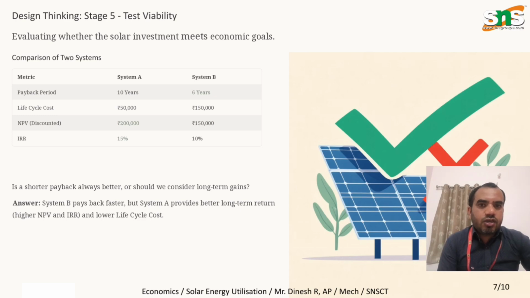So is a short payback always better? Should we always choose the short payback period, or shall we consider long term gain? System B pays back faster, but system A provides a better long term return. That's the overall tabular comparison of this.